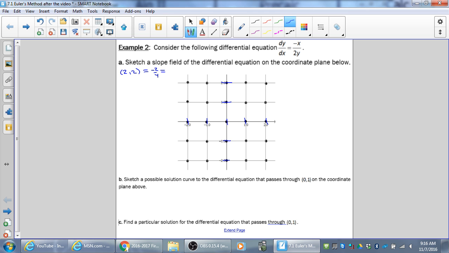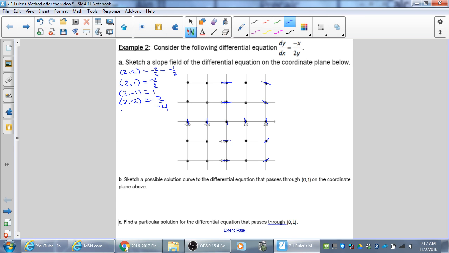All right, so negative 2 over 4, right? When we plug in 2, 2, negative 2 over 4, negative 1/2. So negative 1/2. I need a negative slope and fairly flat. That's probably too flat. That's all right. 2, 1. That's negative 2 over 2, so that's negative 1. Like that. All right, so 2, negative 1. Plugging in over there, that's negative 2 over negative 2, that's 1. Slope of 1. And then 2, negative 2. That's negative 2 over negative 4, so that's a positive 1/2. Maybe something like that. A little flatter than the 1.